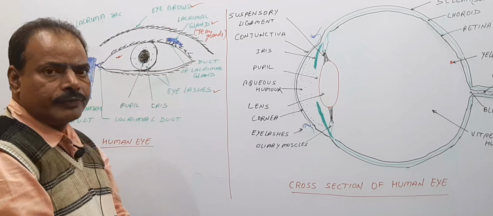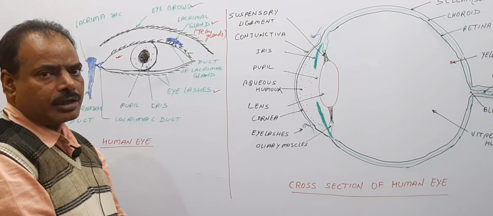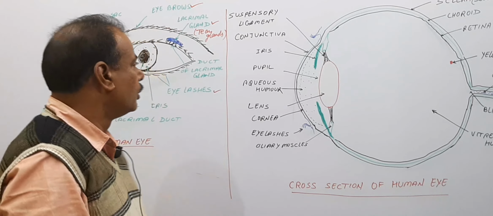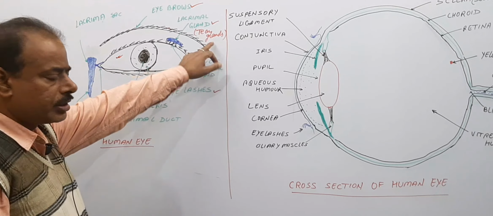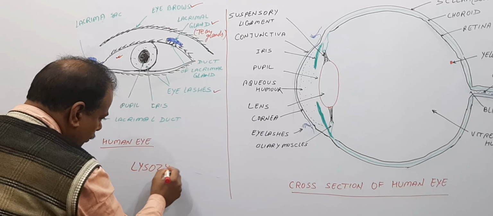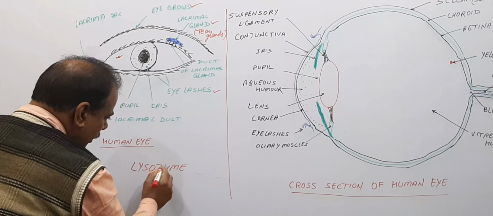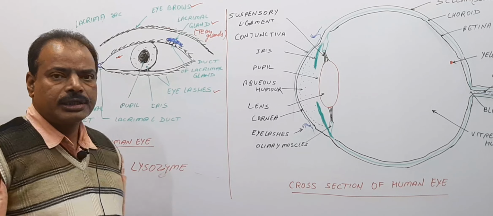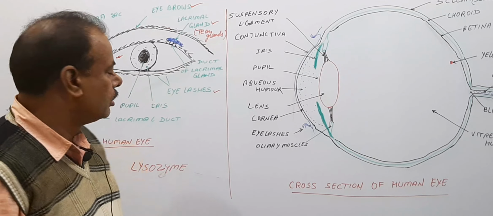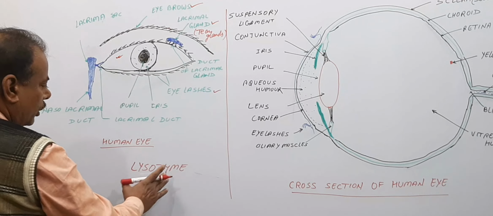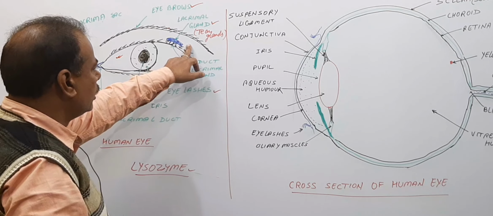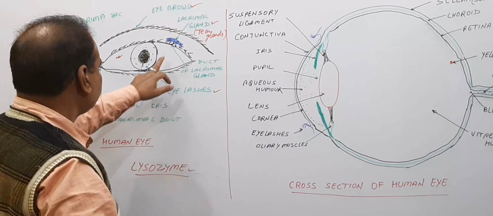Lacrimal fluid or tear acts as a lubricating substance, and it moistens the upper surface of the eye, as well as it has an antiseptic substance, lysozyme, and this lysozyme is helpful in killing or neutralizing germs if entered in the eye through the water or air. So lysozyme, an antiseptic substance, is present in the tear and it kills the germs.